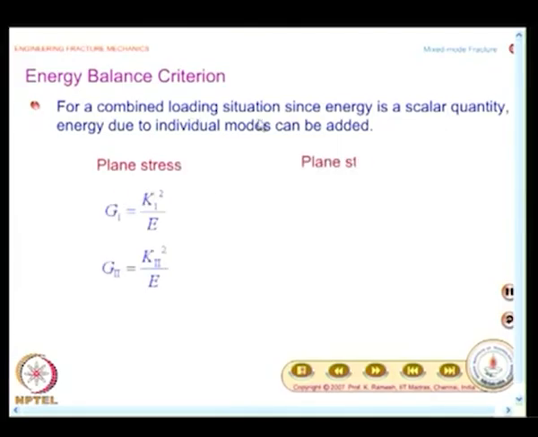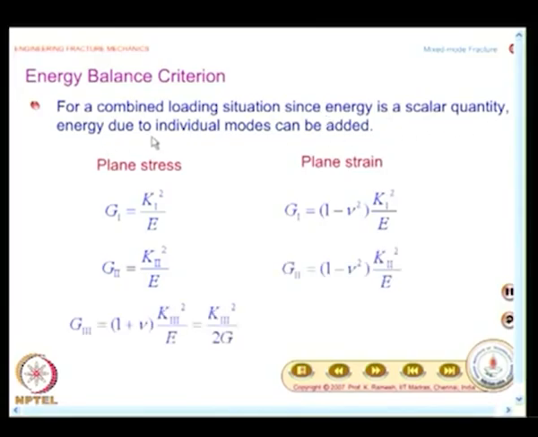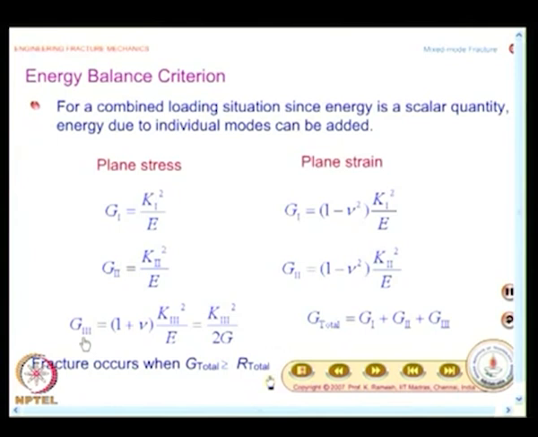For the combined loading situation, since energy is a scalar quantity, energy due to individual modes can be added. You have all these expressions. You have expression for G1, G2 and G3. It is separately written for plane stress, it is separately written for plane strain. So, what I could do is, I could simply sum all these individual energies. There should be a critical value for the total energy, and that could decide when the fracture would occur.